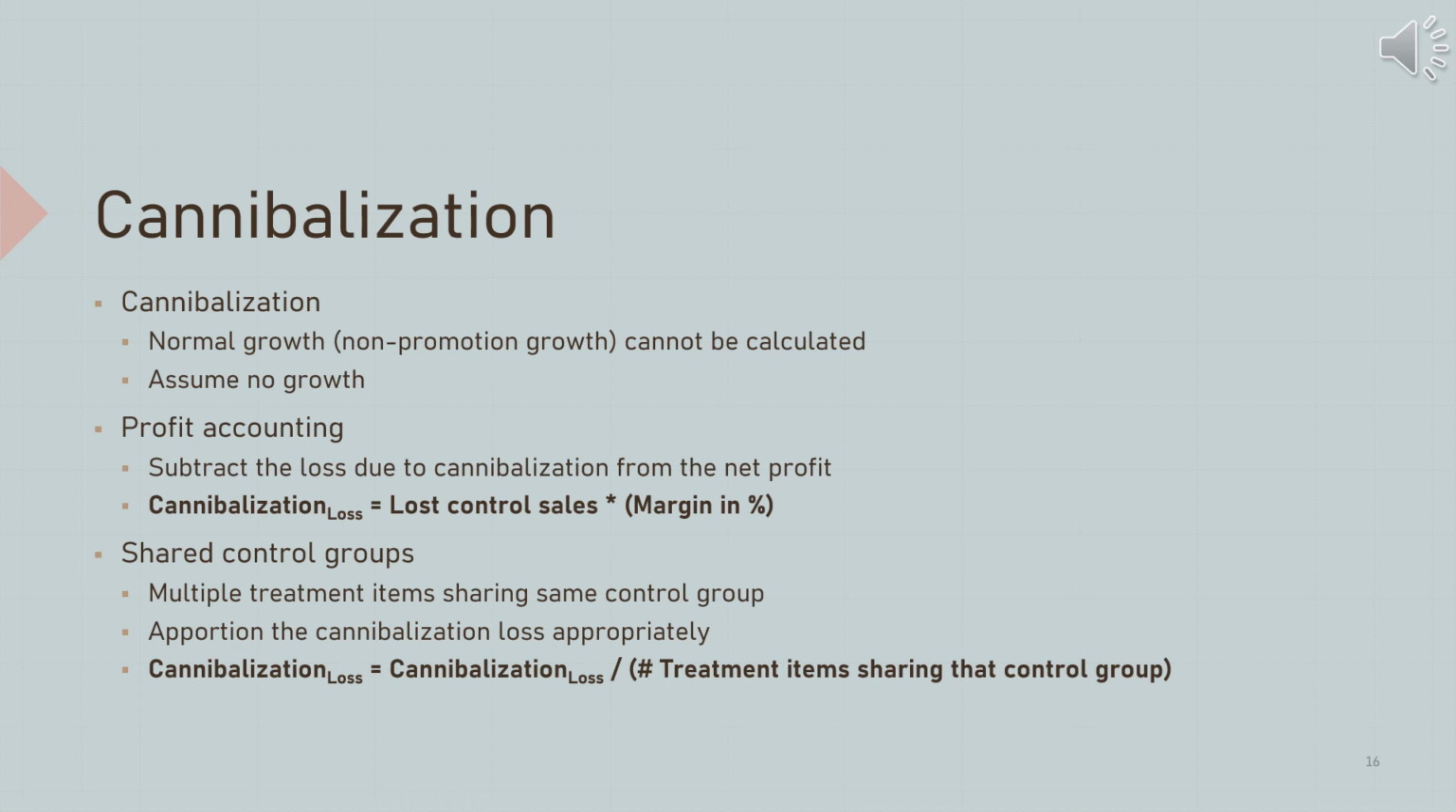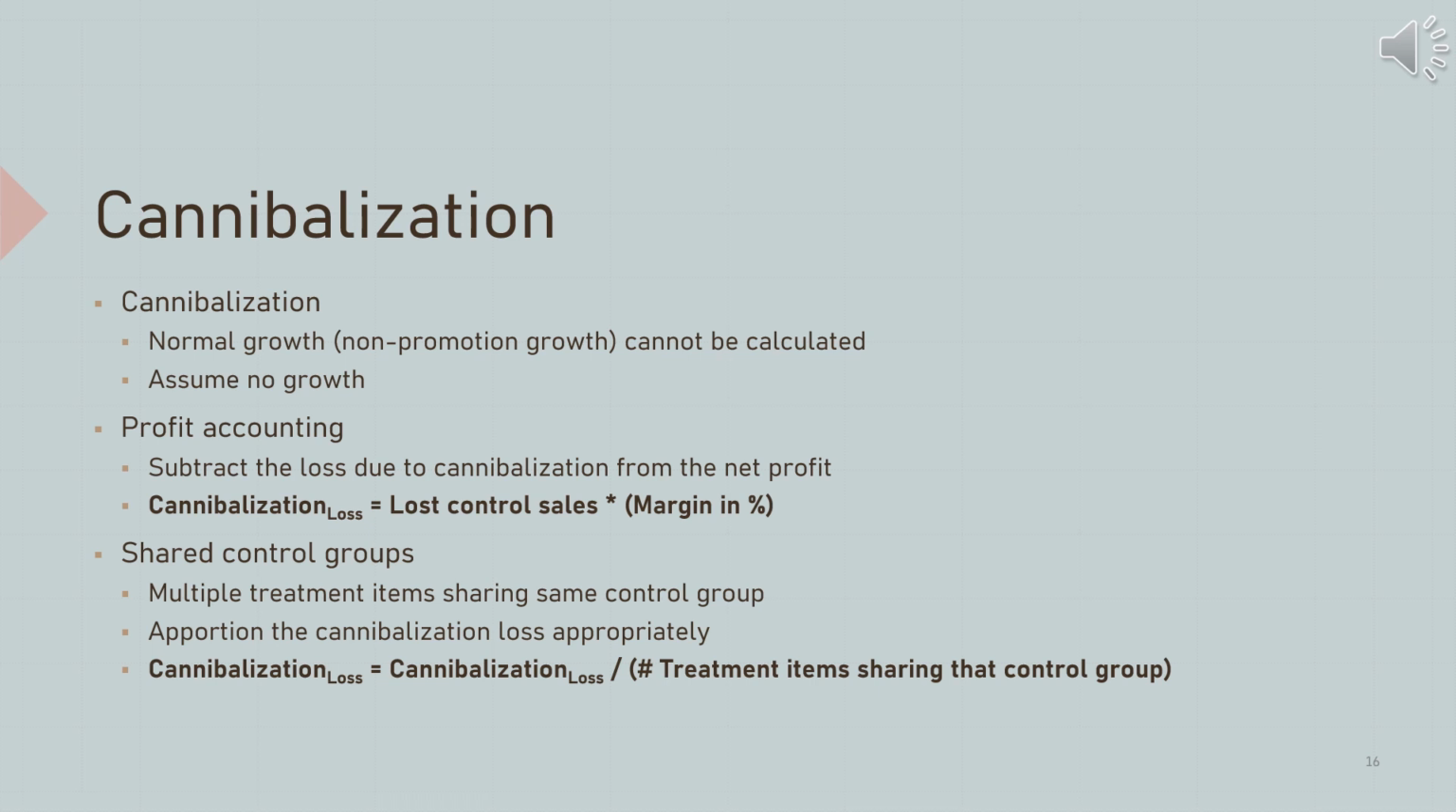Second is we need to calculate the cannibalization loss, which is the lost control sales, and multiply that by the margin of the control group. So each product could be selling at a different margin, so you will have to go and multiply that and then figure out, oh, how much we actually lost, and what is the profit that was lost. So that is a cannibalization loss, and that has to be accounted in the main profit equation, right?